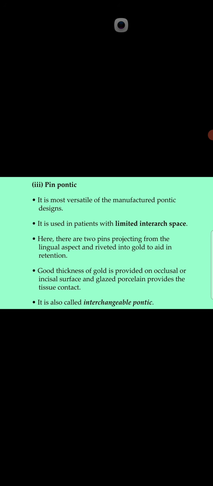On the basis of mucosal contact, with mucosal contact, there is ridge lap, modified ridge lap, ovate, and heart shape or conical. Meaning four types. On the basis of without tissue contact, there is sanitary or hygienic, and next is the perel or modified sanitary. And on the basis of fabrication, in prefabricated there are true pontics, steel pontics, and pin pontics. And on the basis of material, all metal, metal ceramic, all ceramic, metal and acrylic.